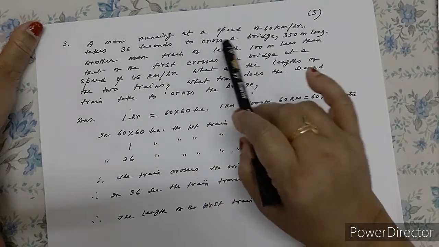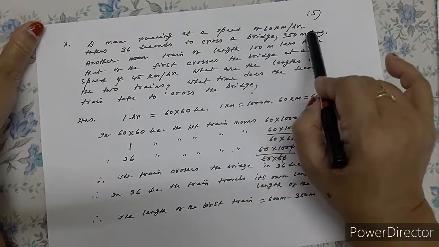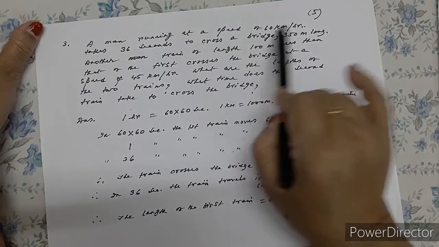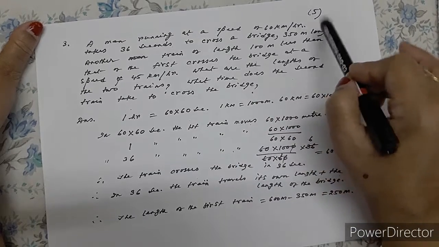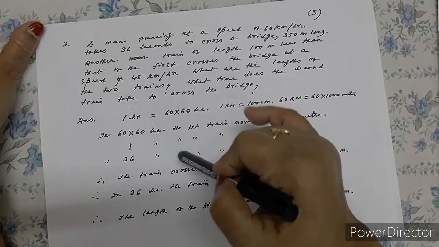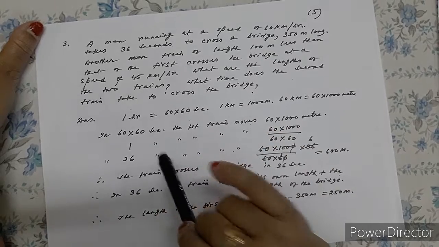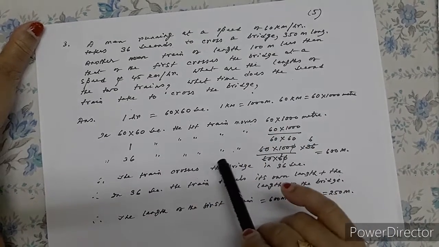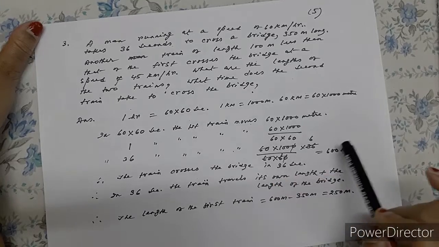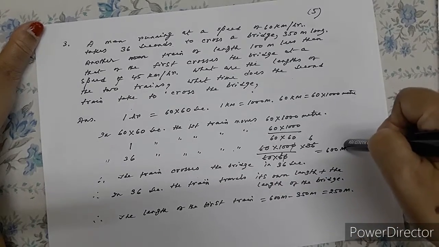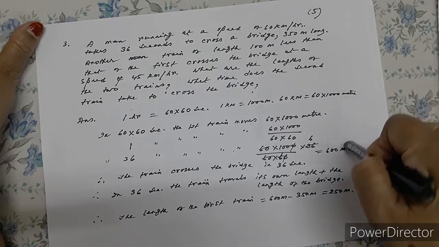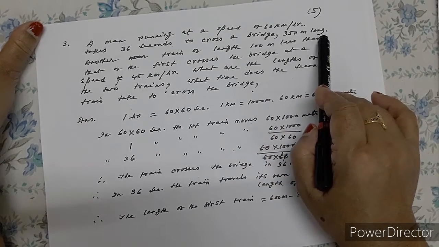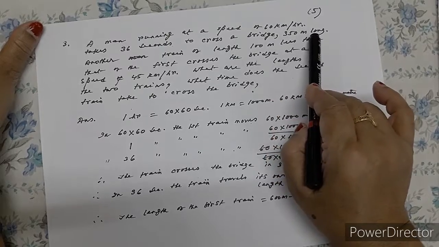The man running at a speed of 60 km per hour takes 36 seconds to cross a bridge, which was 350 meter long. Now, in 36 seconds, how much distance is covered by the first train? In 36 seconds, the distance covered by the train is 600 meter. So the bridge is 350 meter long, that means it is a horizontal object.